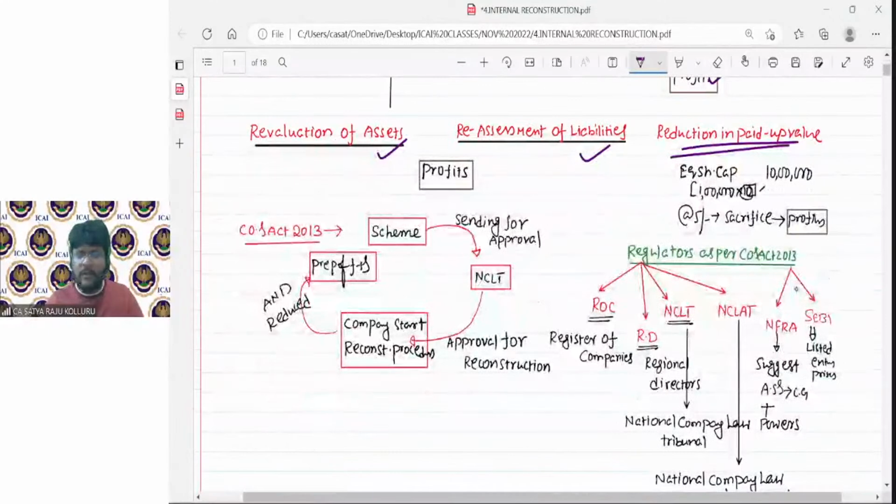Sir, we also saw how the procedure is going to occur. Generally, the scheme is prepared by the company after making many negotiations with the various parties or the stakeholders of the company. Then it is sent for approval. After getting approval from the NCLT, the company will go for the reconstruction process. Then at the time of preparation of financial statements, they use the word unreduced.